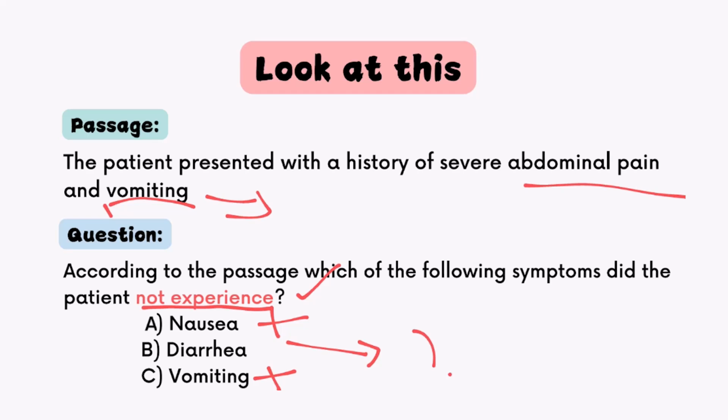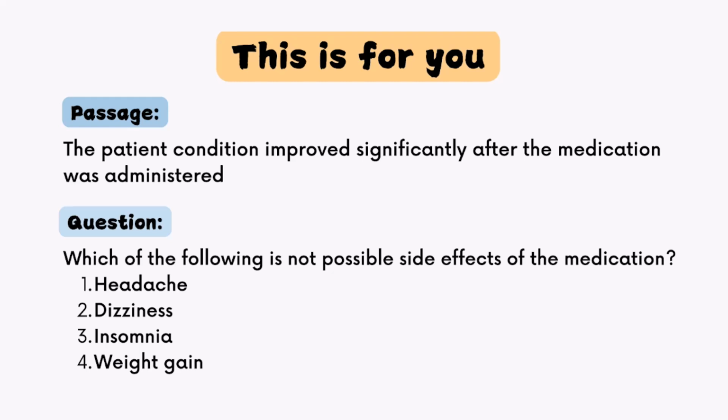So for the question, according to the passage, which of the following symptoms did the patient not experience? Not experience means not even given in the text. That you need to choose. So your answer is B, for the reasons I have mentioned. That's the reason we are choosing option B as the right one. All right. I hope the example really makes you understand. From my side, I taught you now, but you have to do me a favor. Try to solve this task.